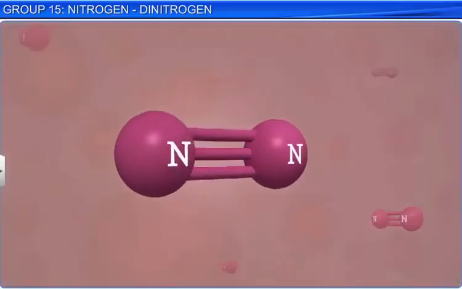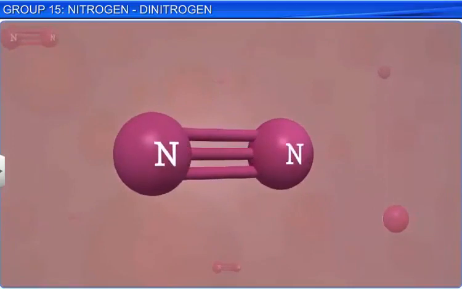It is important for us to study the reactivity of dinitrogen, as many of its applications are attributed to its reactivity.